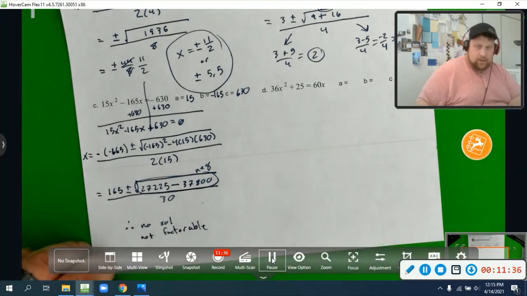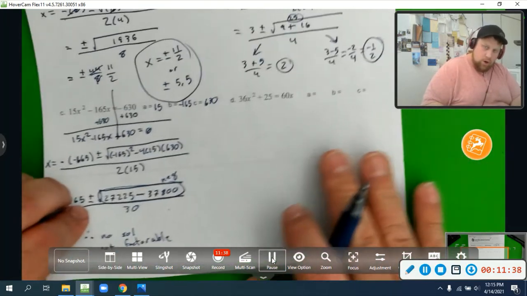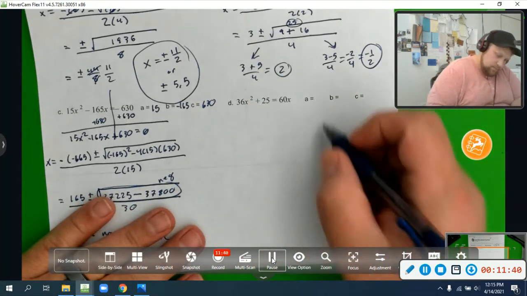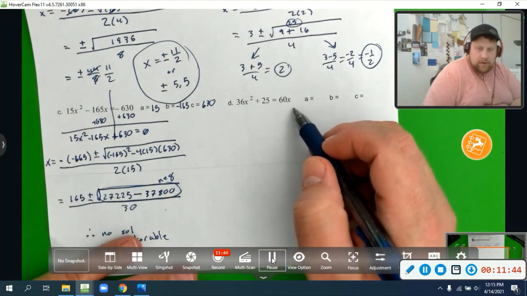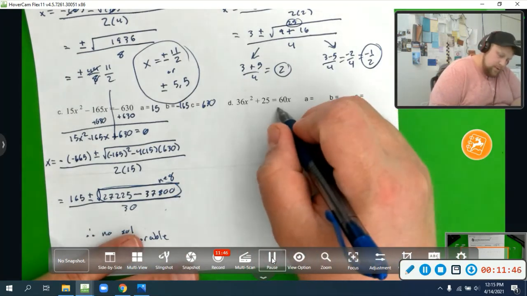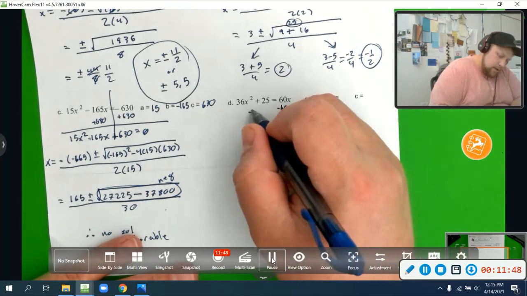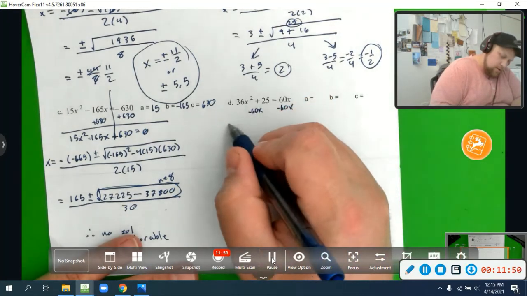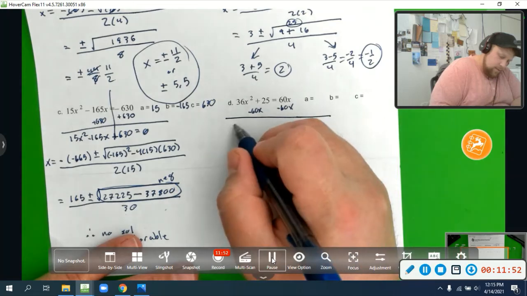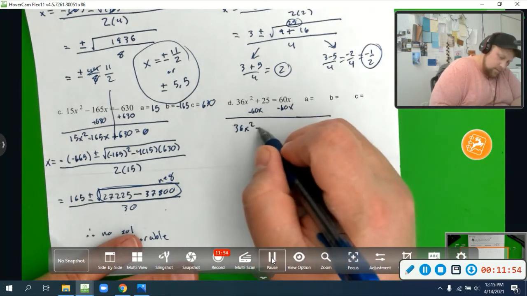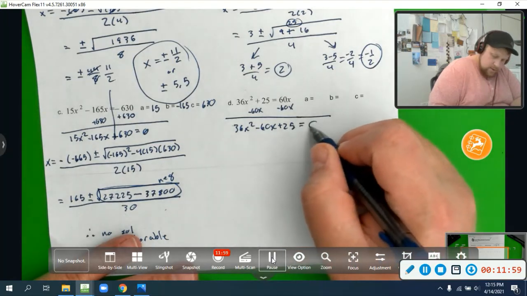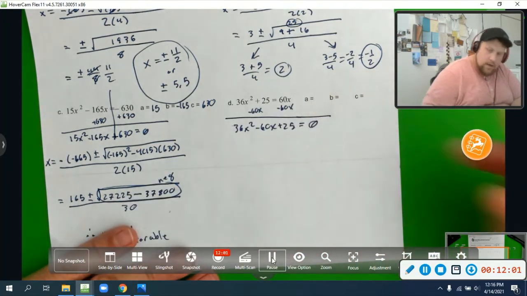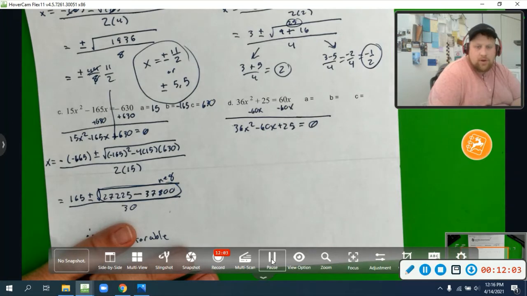And that leads us to our last problem. So this one, similar situation, but instead of the c term, we have the bx term on the right side, so we're just going to subtract 60x. I'm going to put it right in between where it should go. We're going to end up with 36x squared minus 60x plus 25 equals 0. All right. So let's get our ABC term, solve it, come back together.